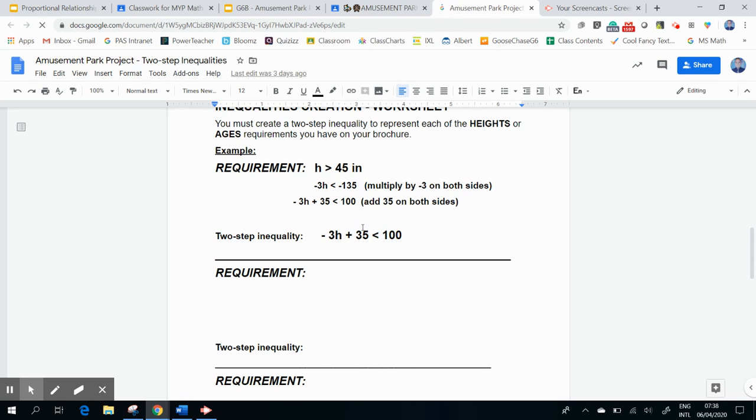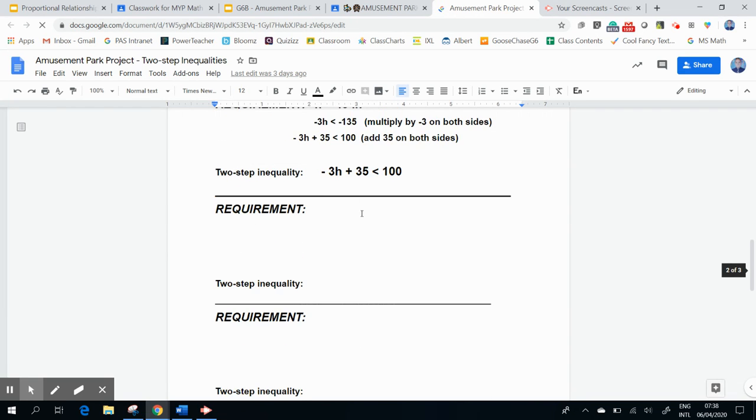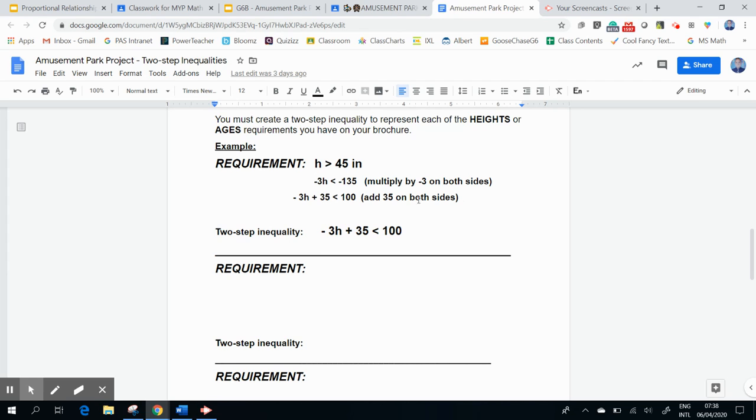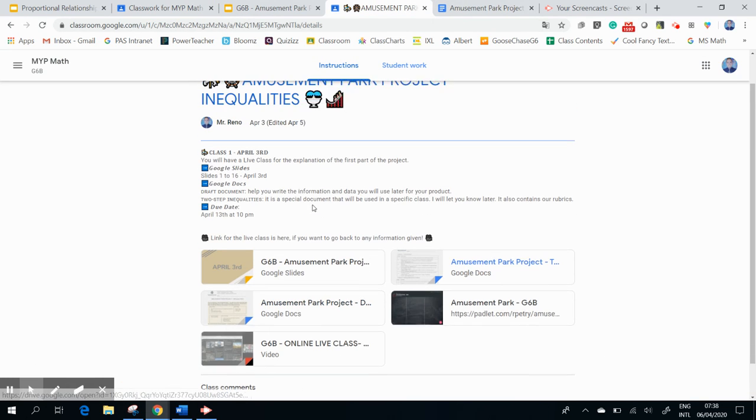Our goal today is to work on that. You write a requirement and then you're going to follow the procedure as in the example we're going to go over later to write your two-step inequality, which by the way, we're going to see later that there is a mistake in our example here. Then first you're going to be watching this class. And then after this, the slides are from the 17th to the 24th. You complete the two-step inequalities on the post of the amusement park.